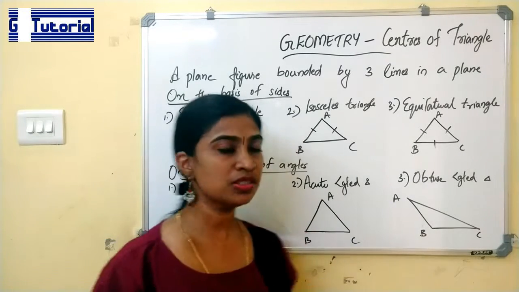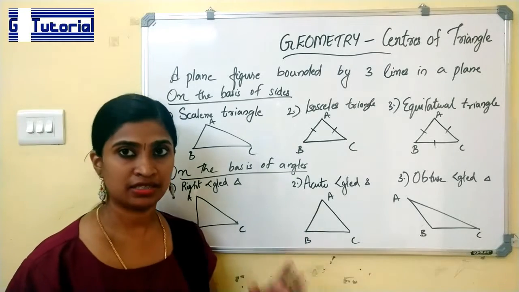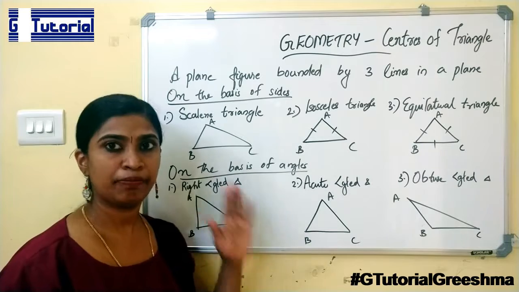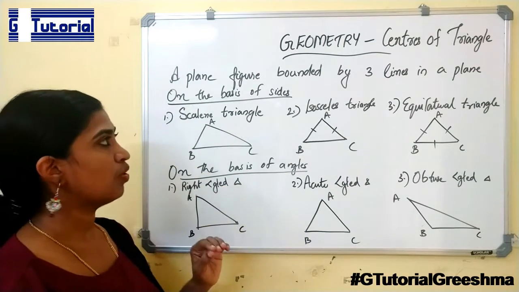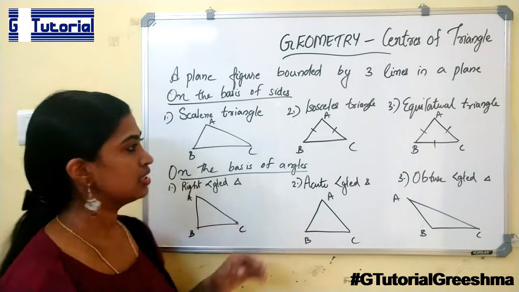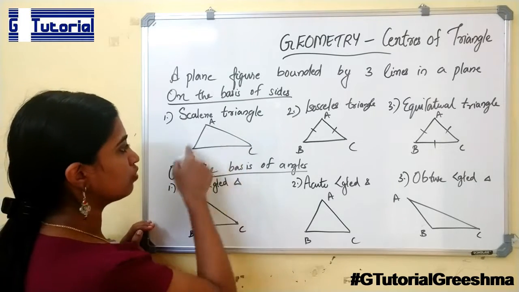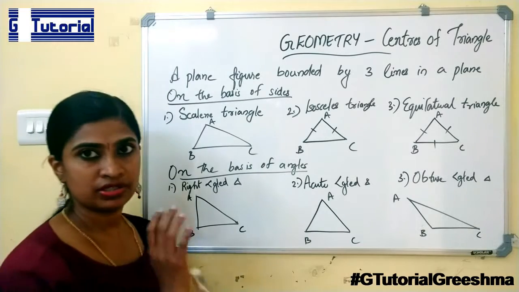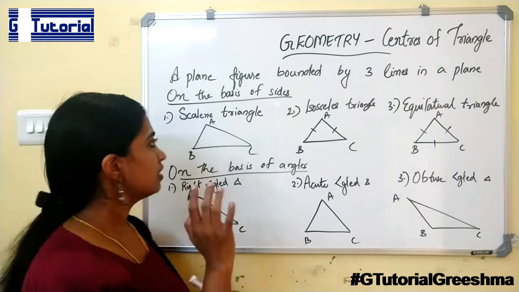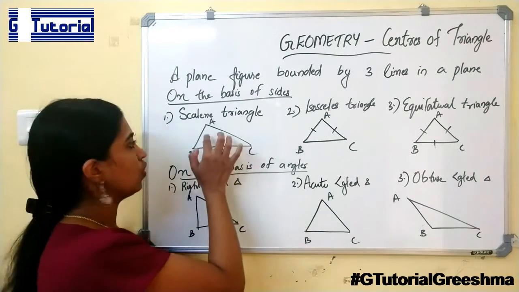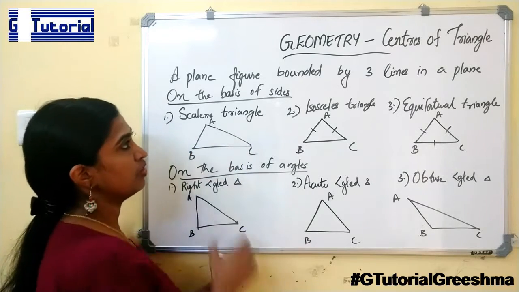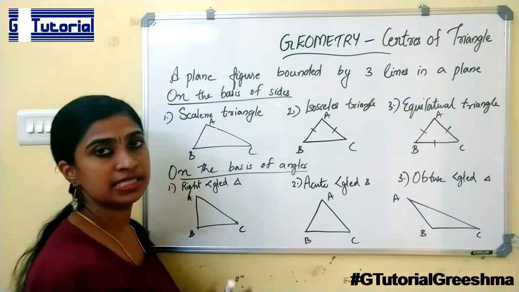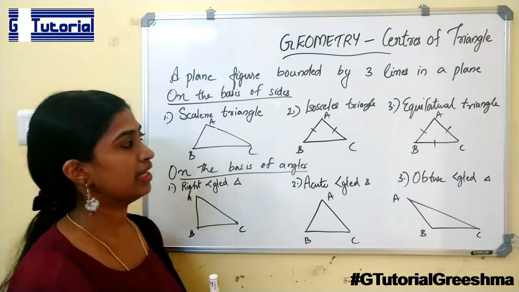Now let us get to our portions. First, let us understand what is meant by a triangle. It is a plane figure bounded by three lines in a plane. Such a figure is called a triangle. And the total angle of a triangle is always 180 degrees. Triangle is having three sides and the total angle, if we are considering a triangle ABC, then the total angle, angle A plus angle B plus angle C is always equal to 180 degrees.